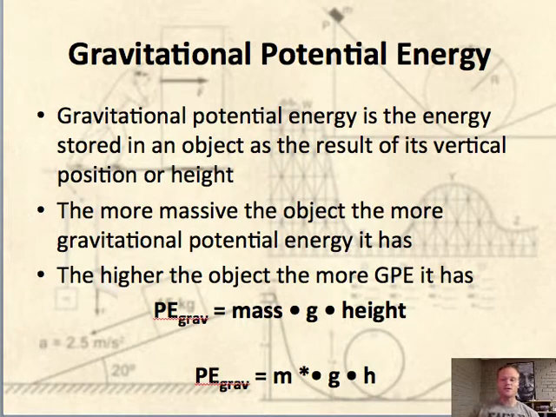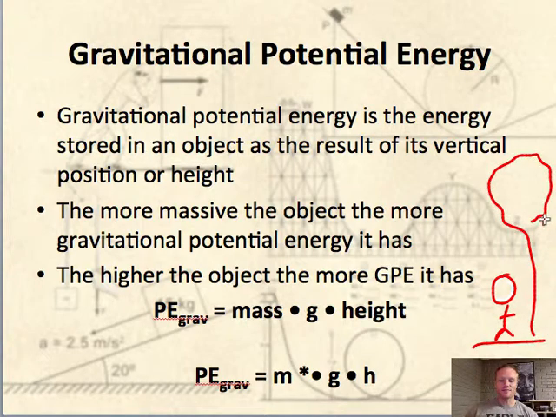So there's something called gravitational potential energy. Gravitational potential energy is the energy stored in an object as a result of its vertical position or height. So the higher something is, the more potential energy it has. A simple example: if you're standing on the ground, and let's say you climb up into a tree, you have much more gravitational potential up in the tree than when you're standing at the ground. So height is one piece of gravitational potential energy.